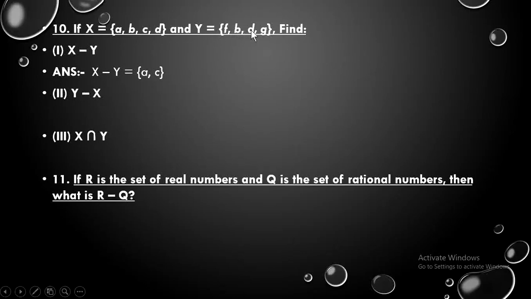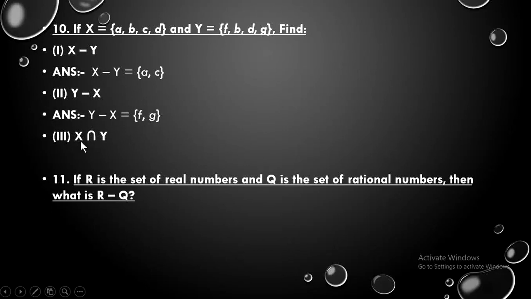So we will exclude B and D and write the leftover elements of set Y because set Y is given here first. So the leftover elements of set Y will be F and G after excluding the common elements B and D. So our answer will be F and G.